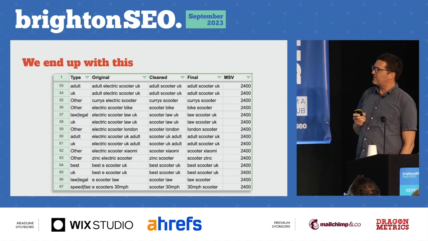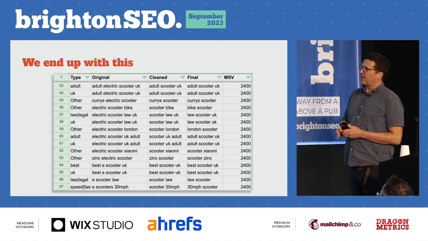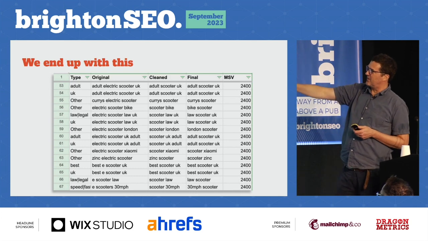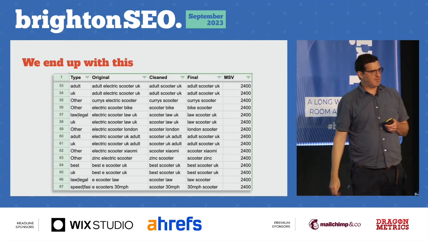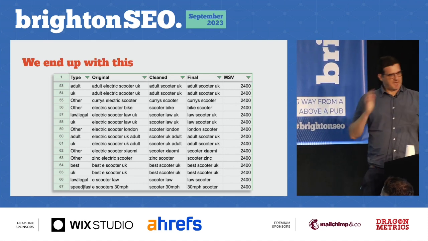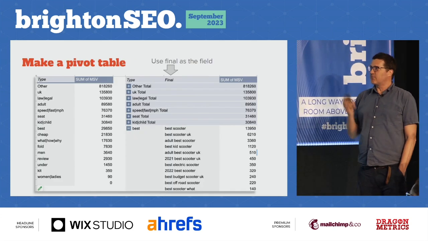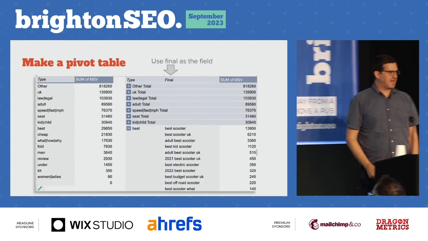And then the final thing you can do is make a pivot table. So we've ended up with this. After doing all of that, we've got the type, the original search term, the cleaned version where I took out all the words I didn't want, and then the final version, which is the putting everything into alphabetical order, and the monthly search volumes, which means you can now just select all that and make a pivot table.